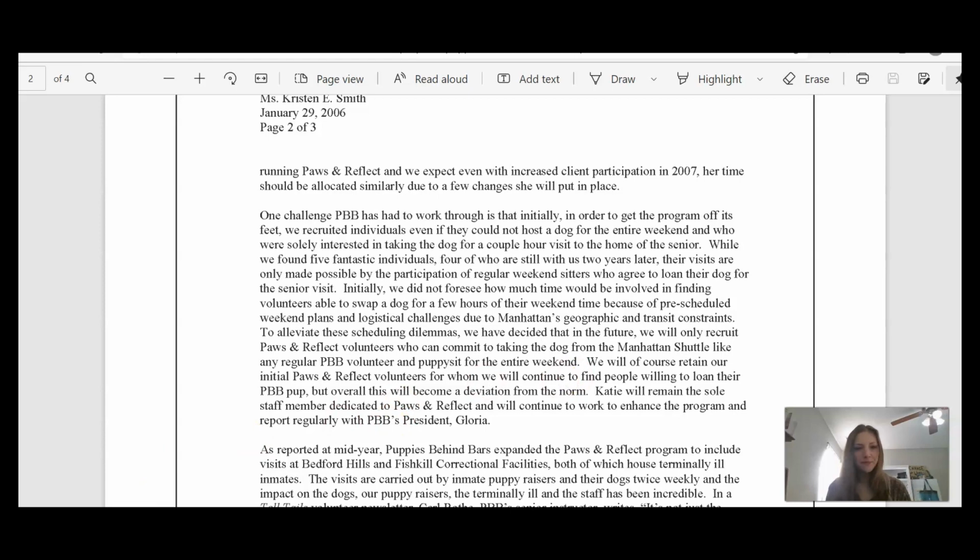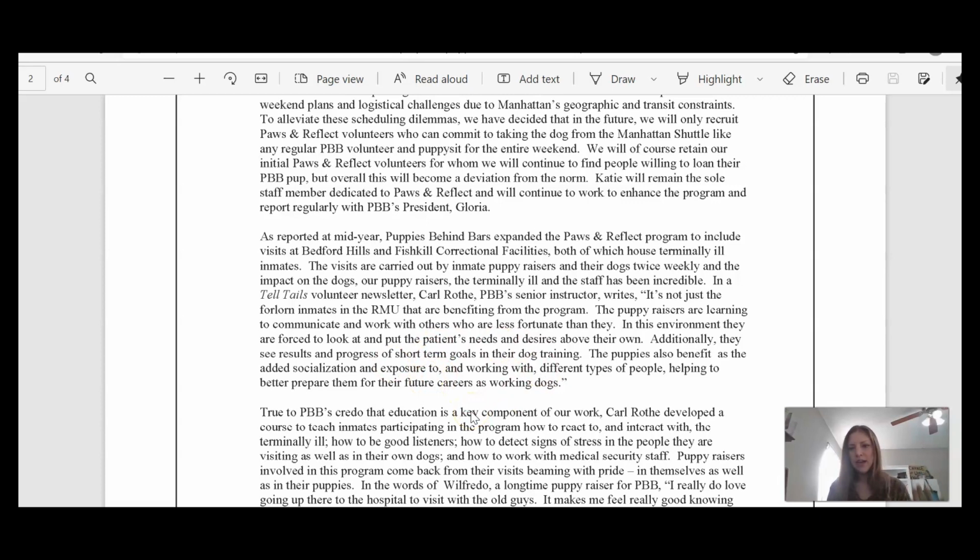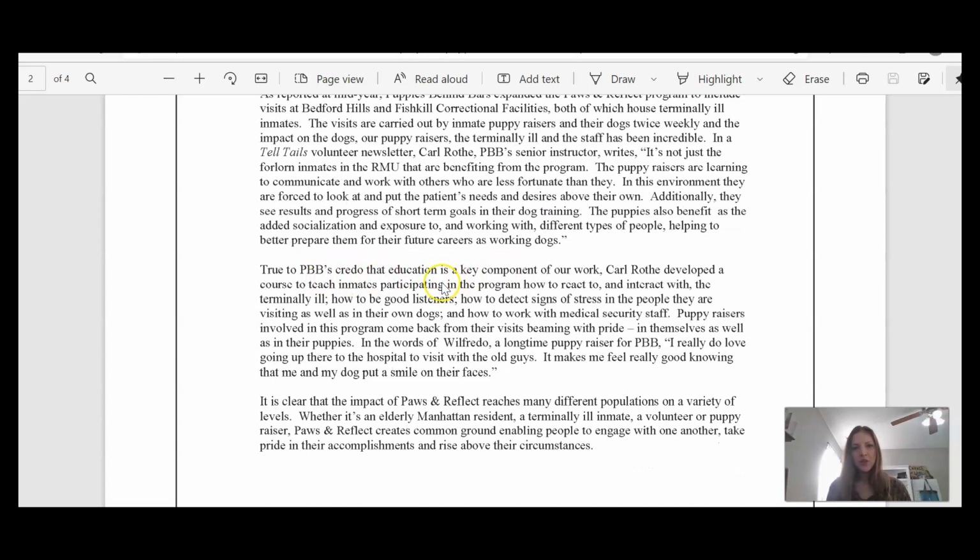Again, here in this next paragraph, they're talking about the growth of their program, the evolution of their program, how they have expanded to additional facilities with their puppies program. They also talk a little bit about some of their values. So they say here, true to the organization's credo that education is a key component of our work, one of our team members developed a course to teach inmates, who they explain earlier in this proposal are one of the populations training the puppies, how to be the most effective dog trainers and dog handlers that they can be.